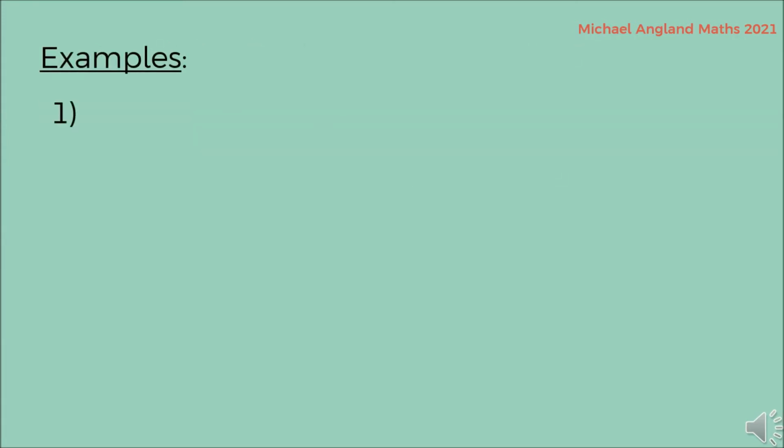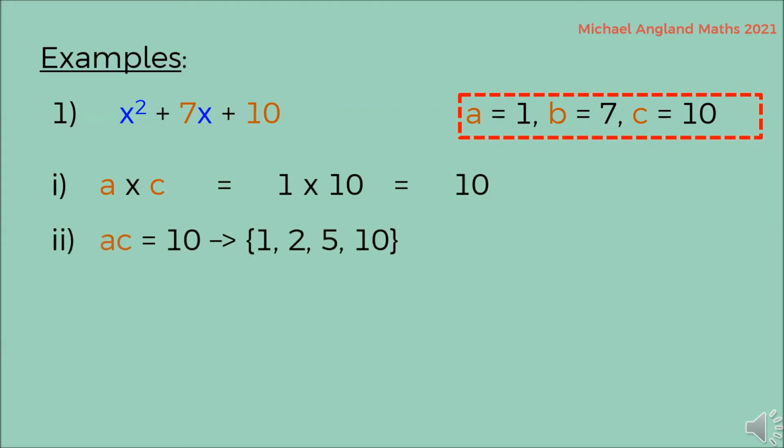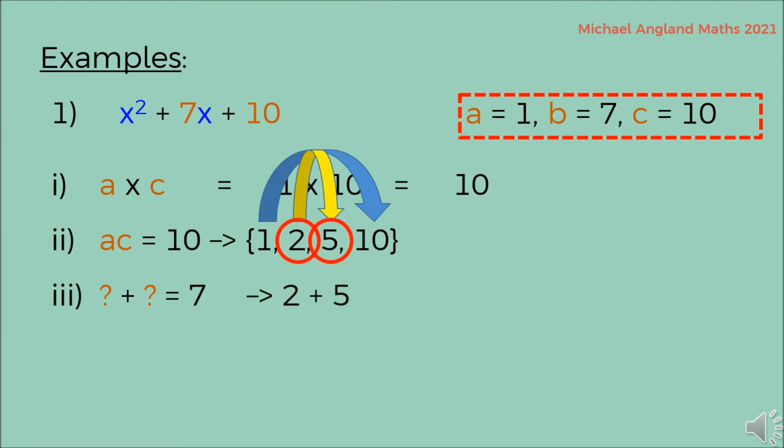Example 1. x squared plus 7x plus 10. a is 1, b is 7, c is 10, and everything is positive. a times c is 1 times 10, which is 10. Factors of 10 are 1, 2, 5, and 10. Now we're looking for a pair of factors that sum to give b, which is 7. So that would be 2 and 5.